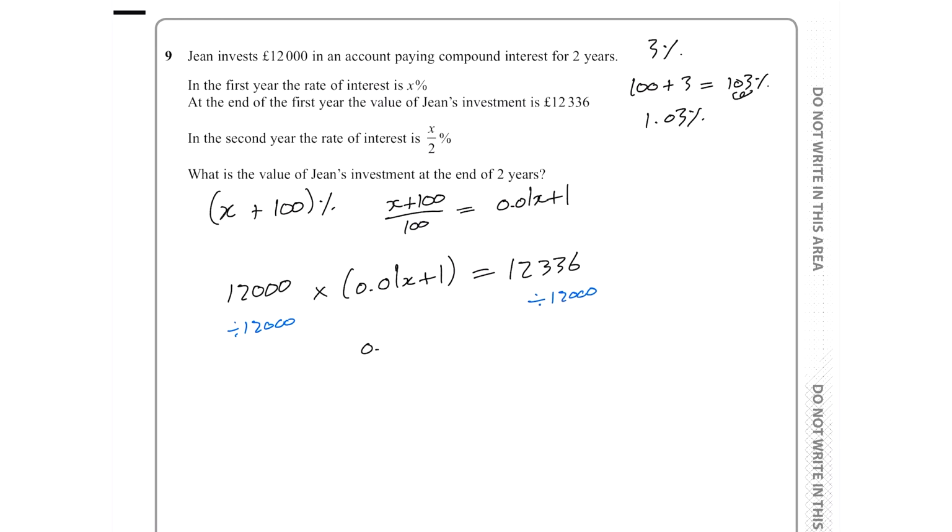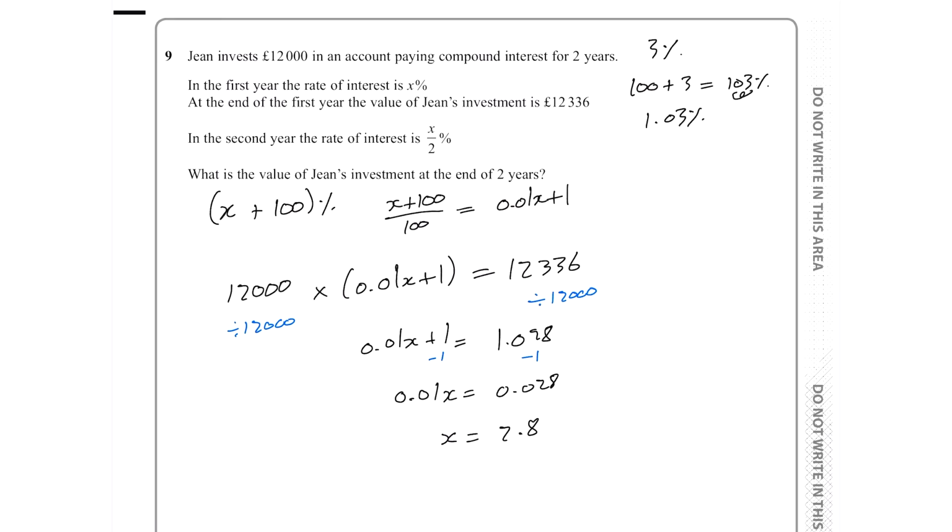Just change my color there. So that's 0.01x plus 1 is equal to 1.028. And now I can subtract 1 from each side. So subtract 1 there, subtract 1 there. Now I'm left with 0.01x is equal to 0.028, which then means that x is equal to 2.8.